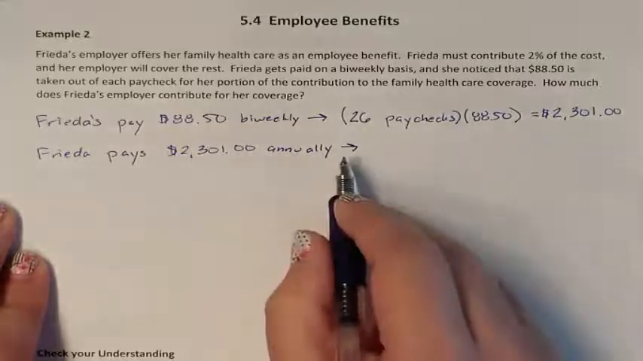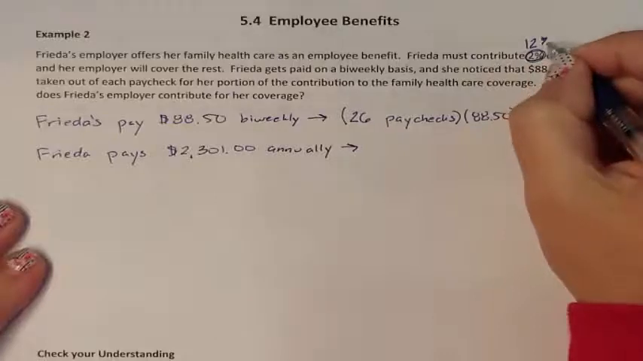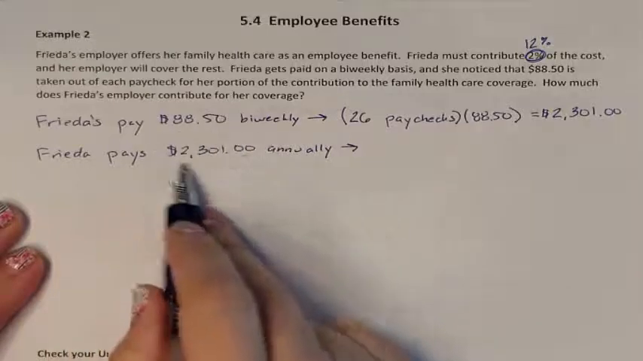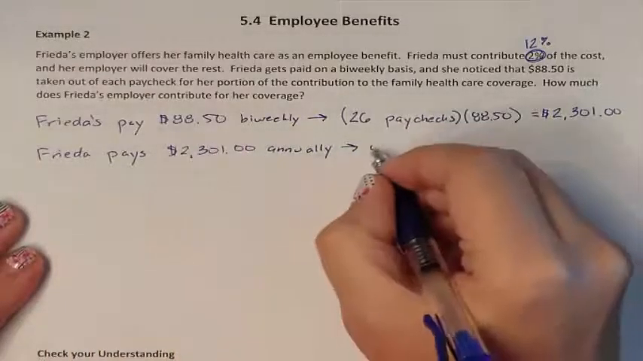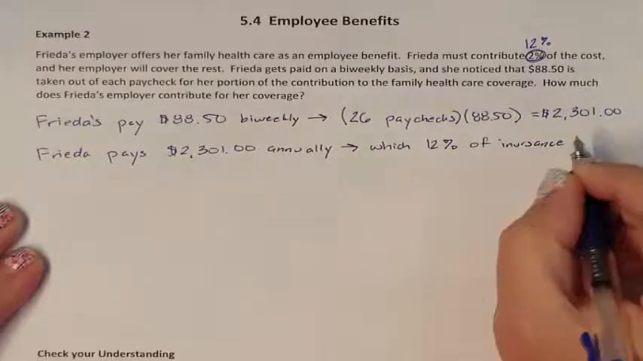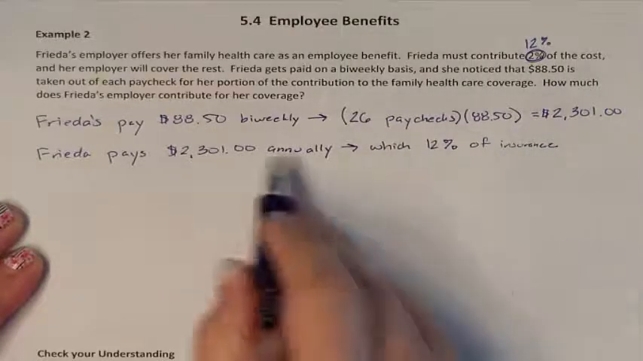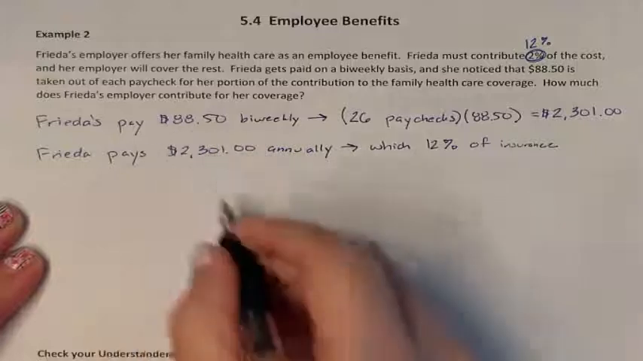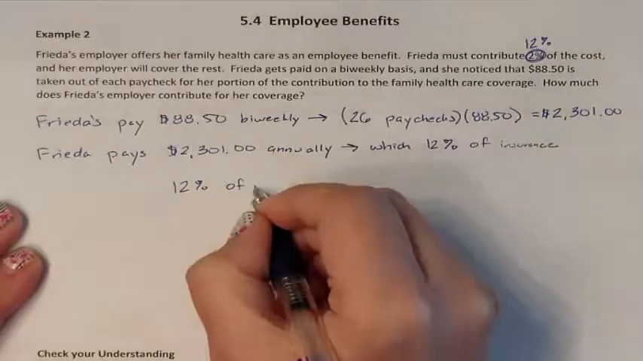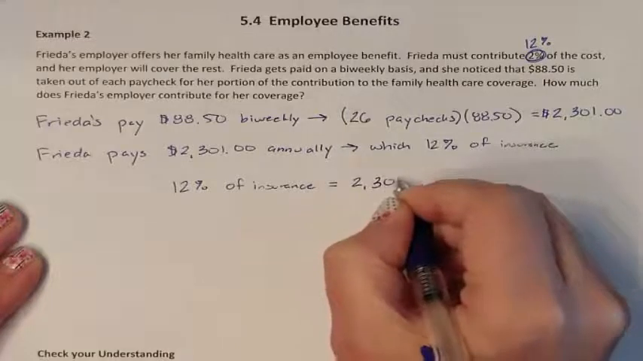We know that there's a typo in this problem. This should say 12%. She pays for 12% of her own healthcare. So this is how much she pays all year. If that's how much she pays all year, we know that that is the 12% of her healthcare. So she pays for 12% of her insurance, and we know that 12% of her insurance is the amount that she pays.